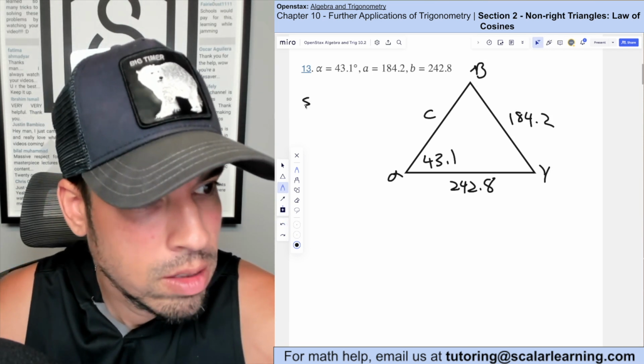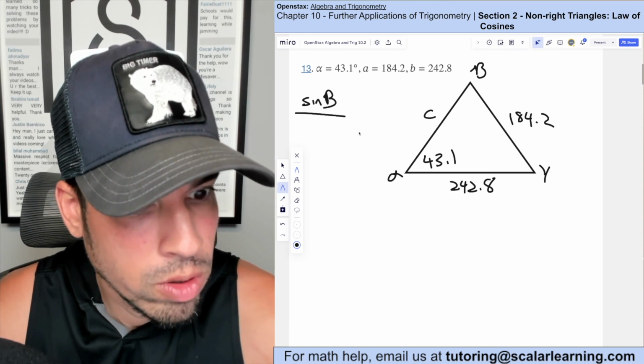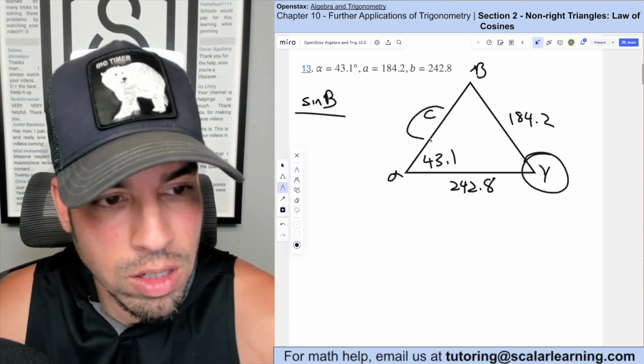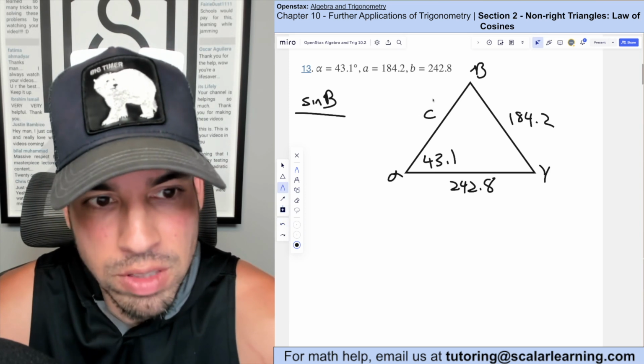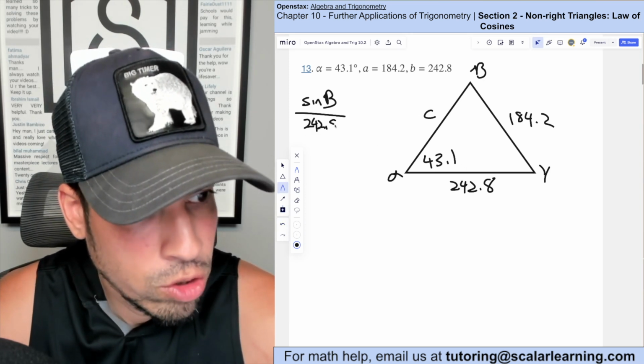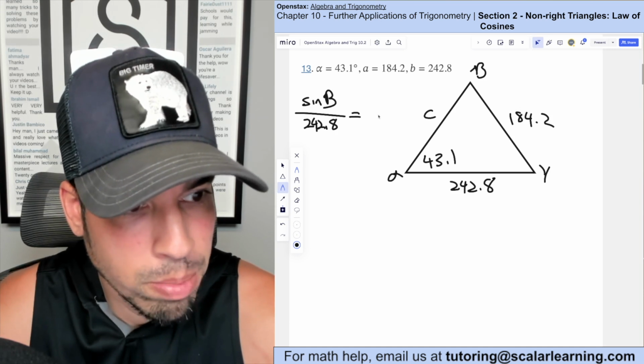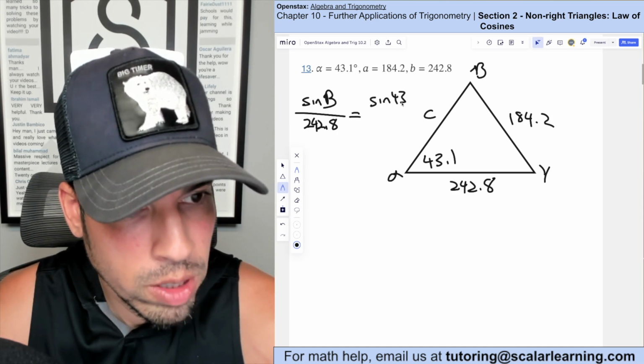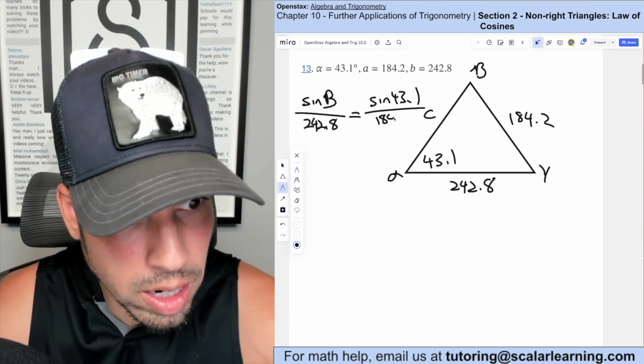So that would be sine of beta over its opposite side. And the reason why I can't go straight to this is because we don't know the opposite side. So I can't use law of sines for that, but I can here because I know that opposite side is 242.8 is equal to this other pair, sine of 43.1 over 184.2.